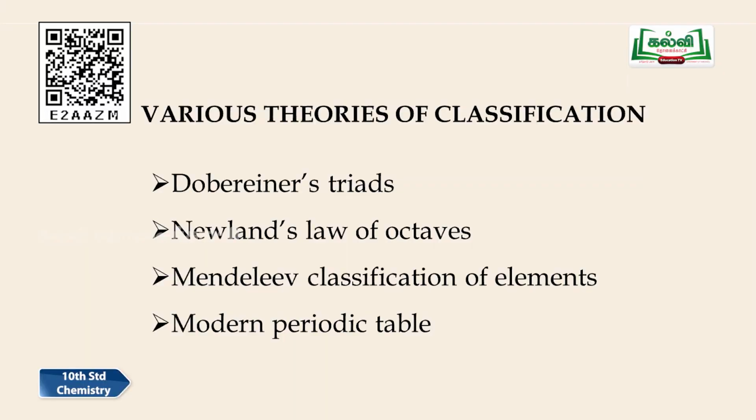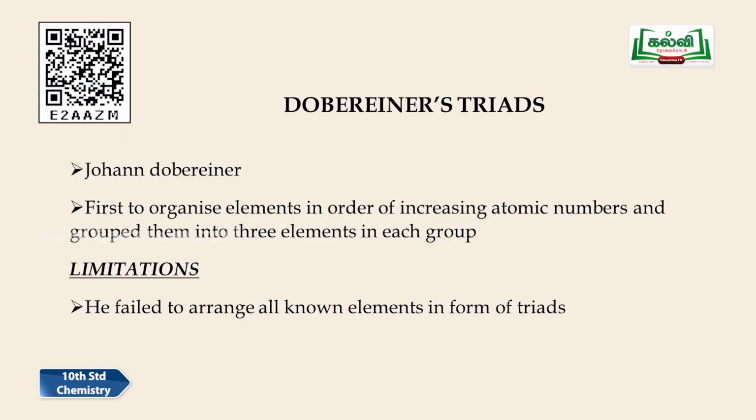Now let us look into the attempts made by some scientists, for example, Dobereiner's triads. Triad means a group containing 3 elements. He tried to arrange the elements in triads, into groups of 3 elements, but he failed because he couldn't classify all the elements known at that time.